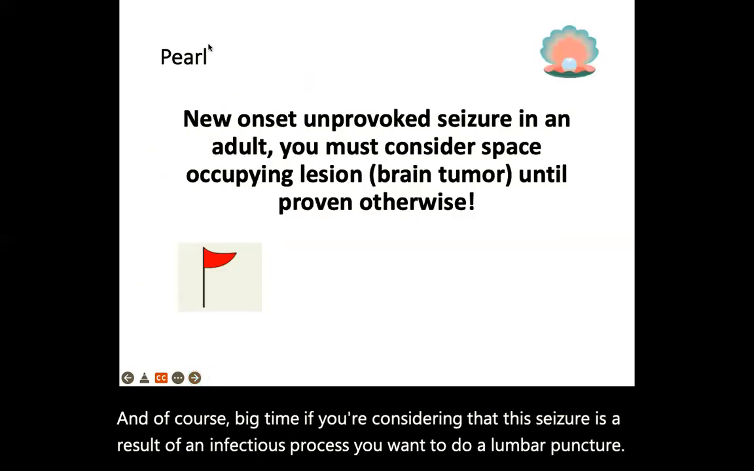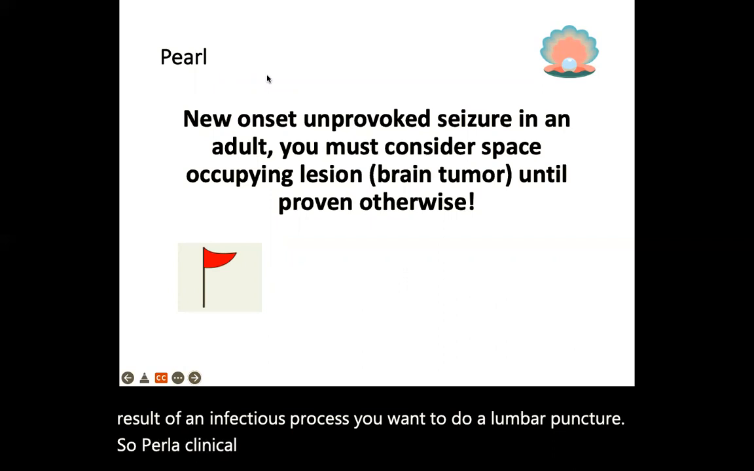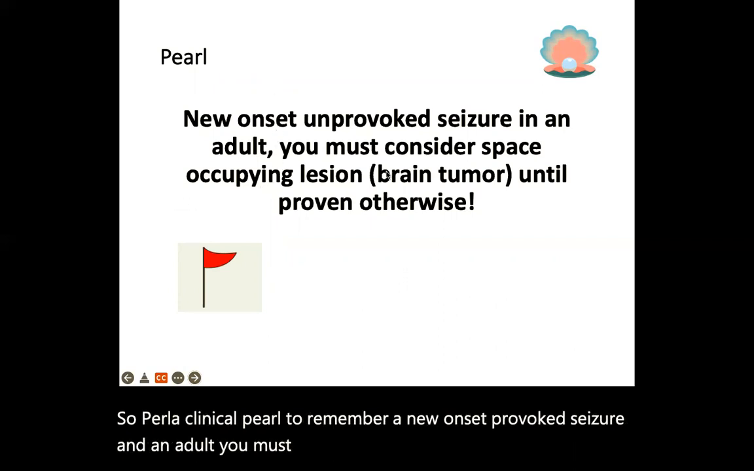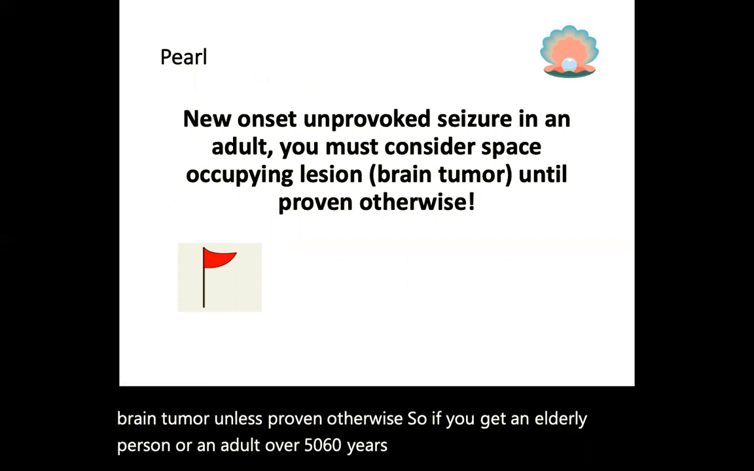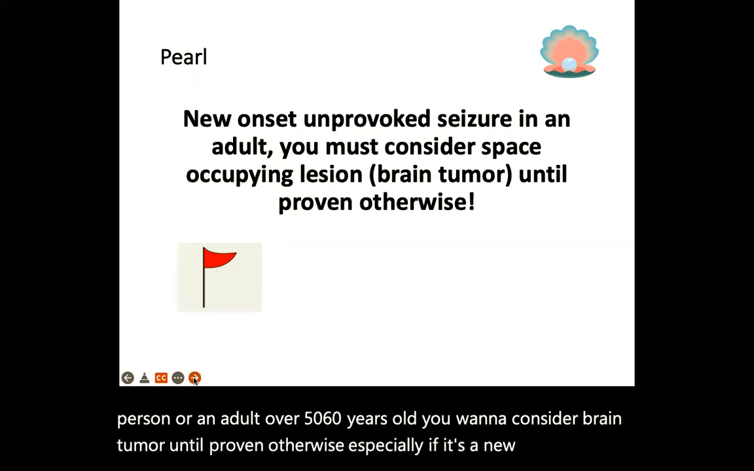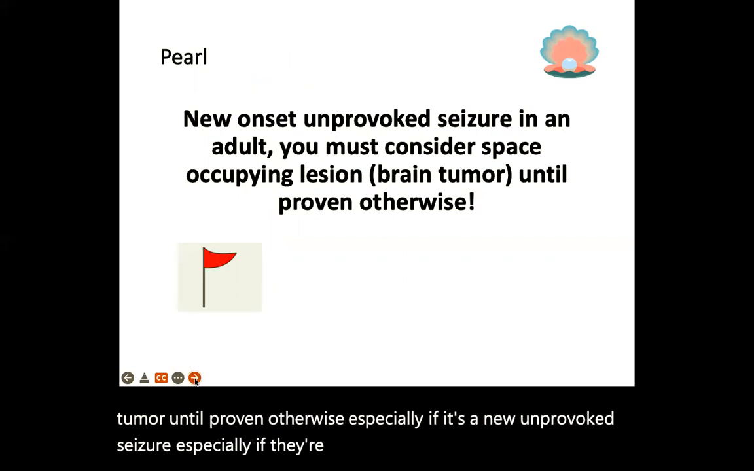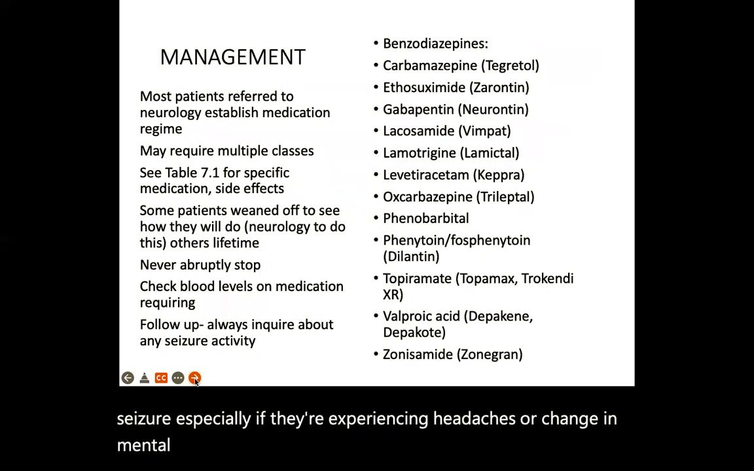So a clinical pearl to remember: with a new onset provoked seizure in an adult, you must consider a space occupying lesion, AKA a brain tumor, unless proven otherwise. So if you get an elderly person or an adult over 50 or 60 years old, you want to consider brain tumor until proven otherwise, especially if it's a new unprovoked seizure, especially if they're experiencing headaches or change in mental status, change in their gait, any neurological changes. Definitely rule that out first.